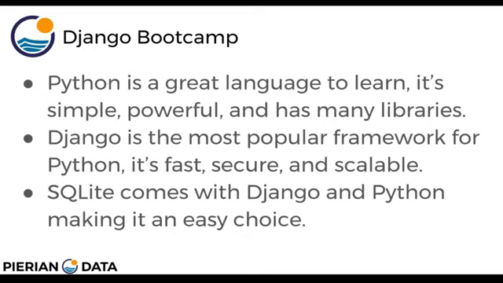And then it's powerful and scalable. And it also has many libraries already attached to it. So if you're interested in applications such as machine learning for your website, data visualization for your website, or even things such as gaming for your website, Python already has many libraries you can use to implement those ideas into your project. And Django is the most powerful and popular framework for Python. It's fast, secure, and scalable, and it's used by many actual websites such as Pinterest, Instagram, Bitbucket. They all run on Django. And then SQLite comes with Django and Python, making it a very easy choice to use as our database.